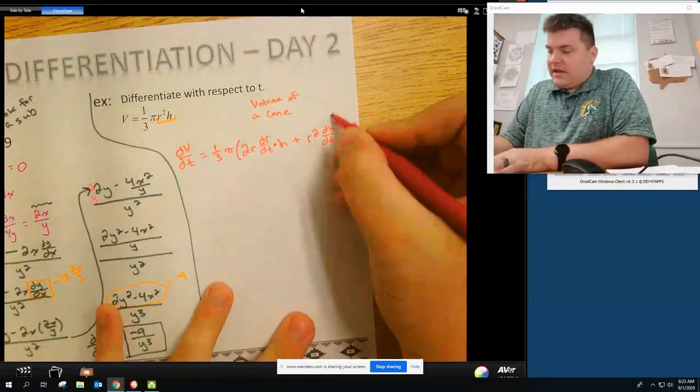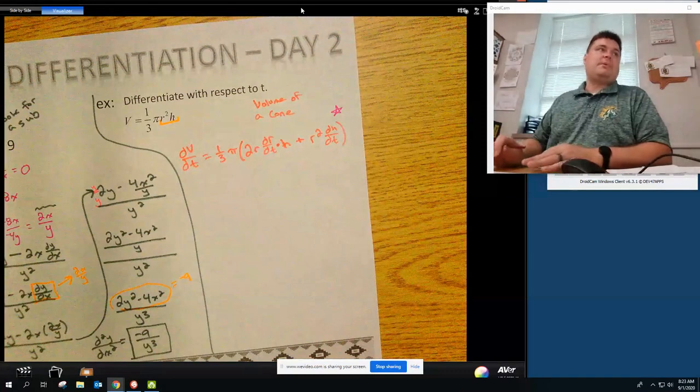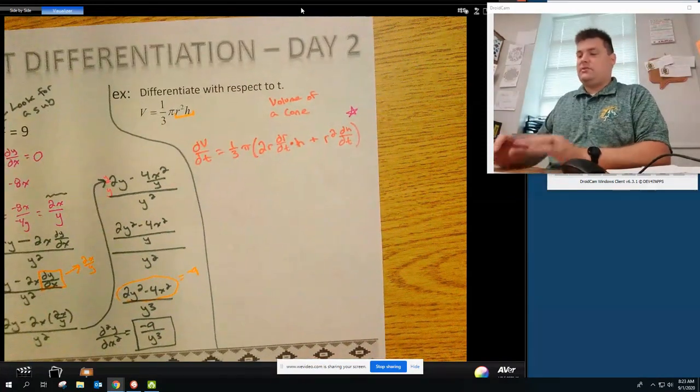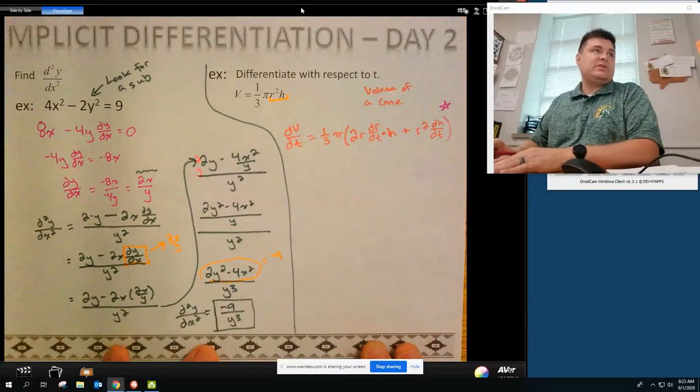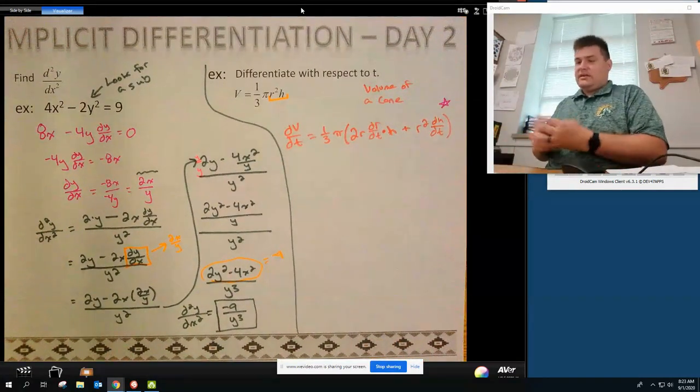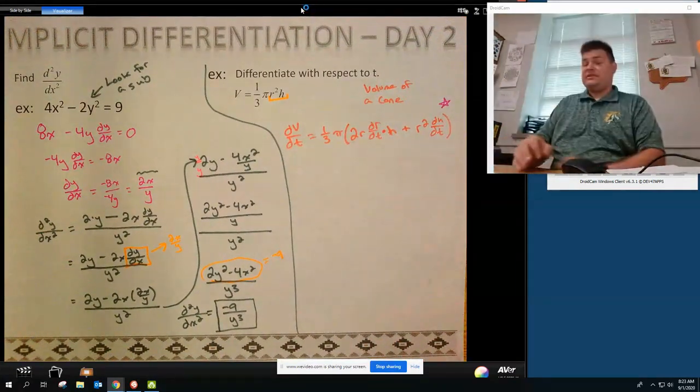And this is kind of helping us get ready for some upcoming lessons with related rates. So just another healthy look at that using implicit differentiation. And that is it for day 2 of implicit differentiation.